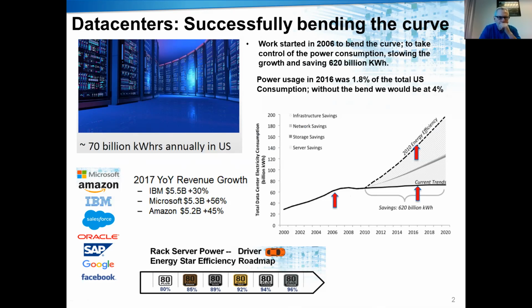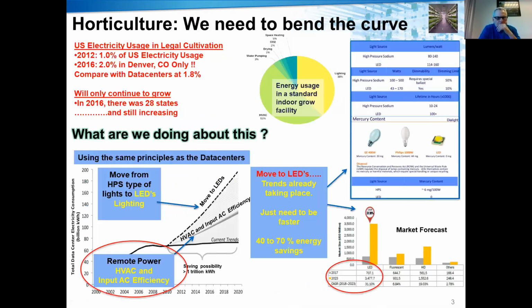DOE, Facebook, all these big guys got together and said, we have to do something. We have to bend the curve so that we're not going to eat up all this energy. And they did a great job, from more efficient products to smarter products, both in the power and in servers. And you can see the trend now is fairly flat. So in 2016, they were doing about 1.8% of the total US. And it's about 2% or so now. So they really took it and did a good job about it.